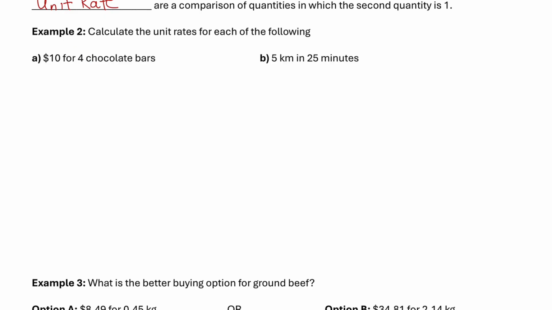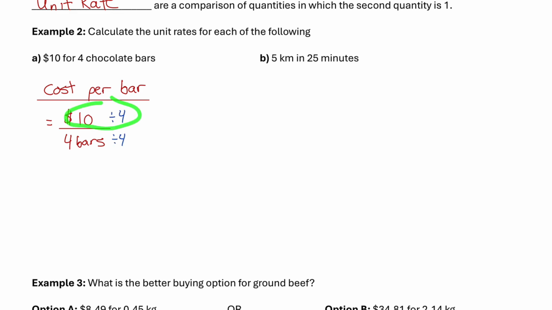So to find the cost per 1 bar, I'm going to write my rate as a fraction. Right now it gives us the cost per 4 bars, so I need that 4 to be a 1. I would have to divide it by 4, and I can do that as long as I divide the top by 4 as well. 10 divided by 4 is 2.5, and 4 divided by 4 is 1. So now you can see that this is a unit rate. It is $2.50 per 1 bar. It's a unit rate because the second quantity is 1. So we'll state the unit rate as $2.50 per bar.